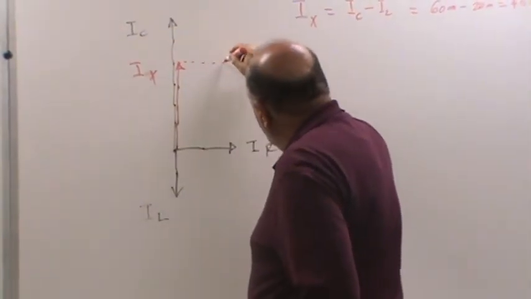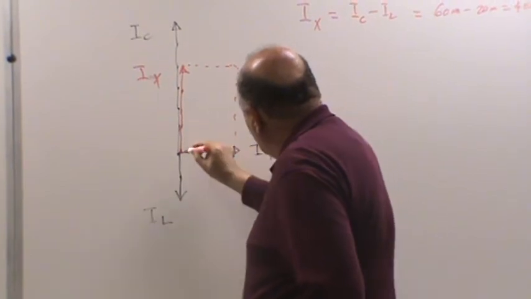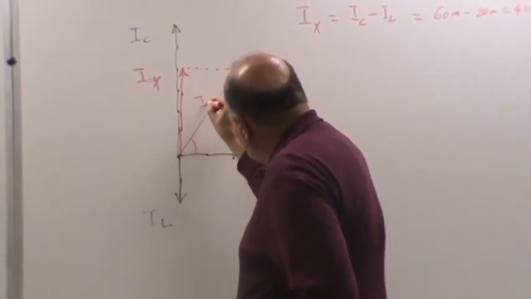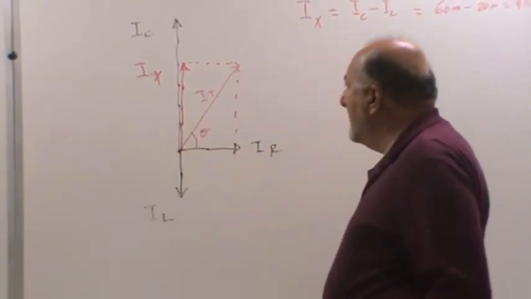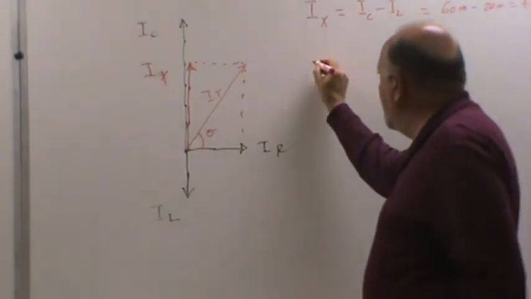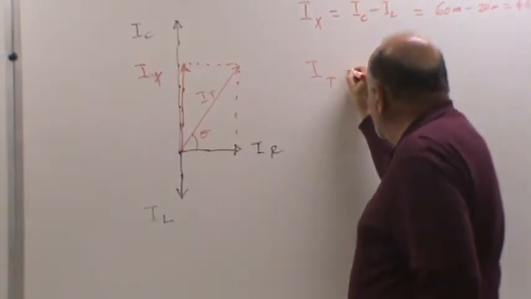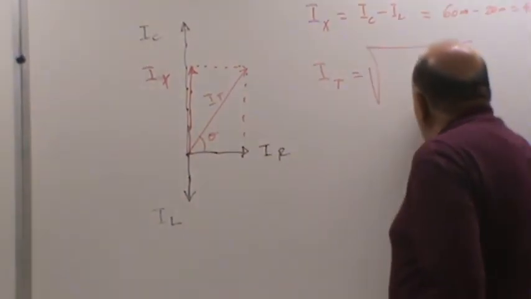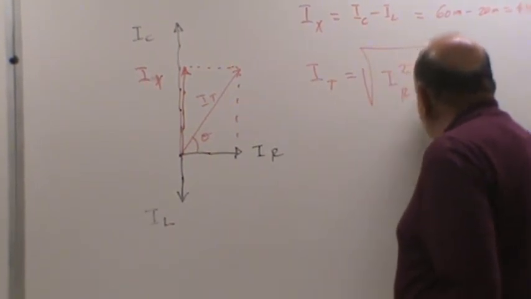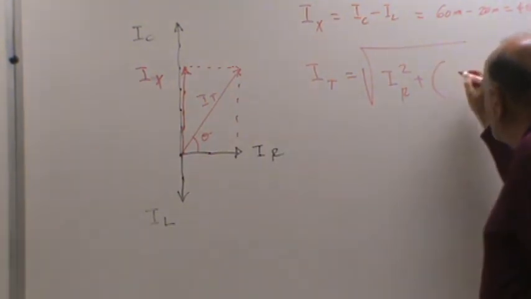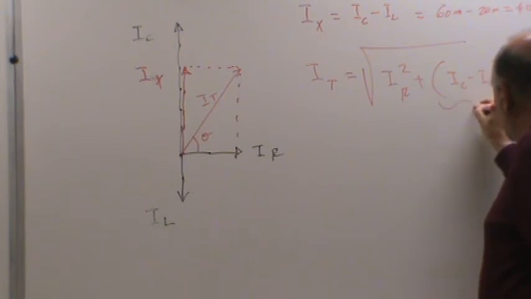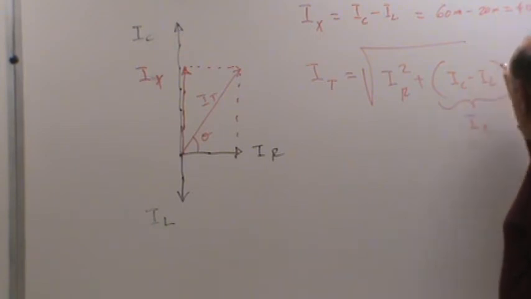Now I draw the phasor, and this is going to be my I total right there. IT, and here's the phase angle right there. So I'm going to say that I total is equal to the square root of I sub R squared plus, well, IC minus IL, right? Or I sub x squared.